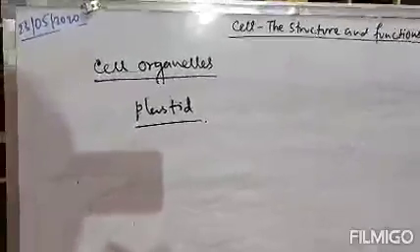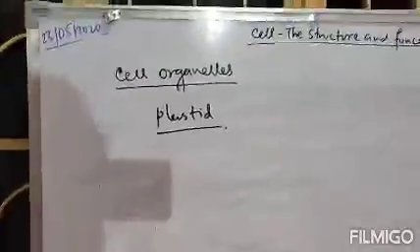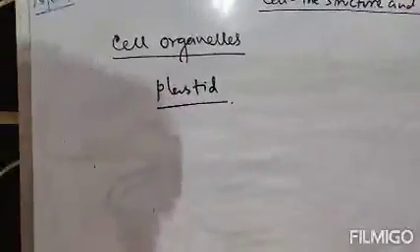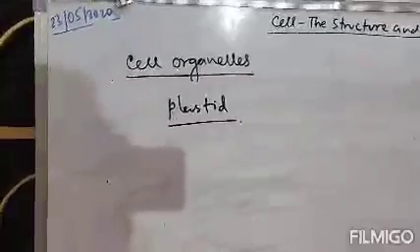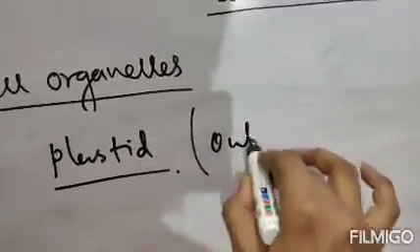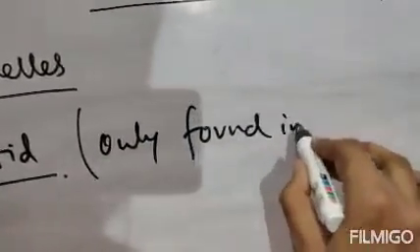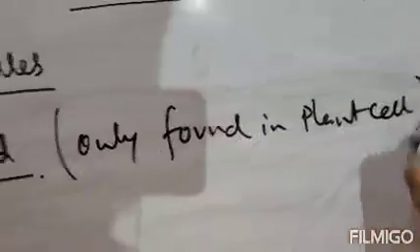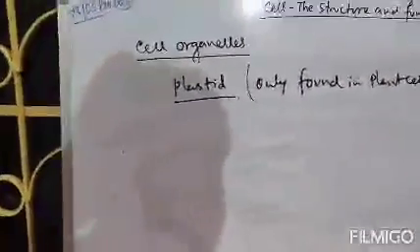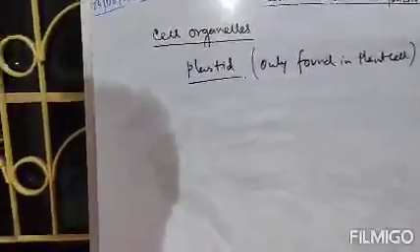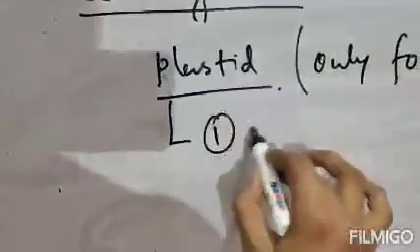Before starting plastids, we should know that this cell organelle, the plastid, is only found in plant cells. It is not found in animal cells. Clear? So we will write in brackets, only found in plant cell. It is absent in animal cells. Now there are three types of plastids. Number one is the chloroplast, number two is the chromoplast, and number three is the leucoplast.